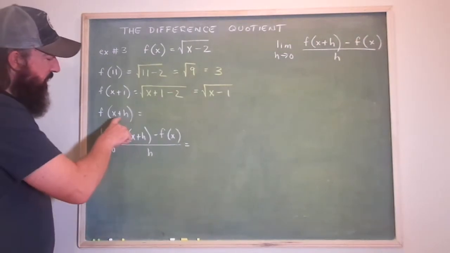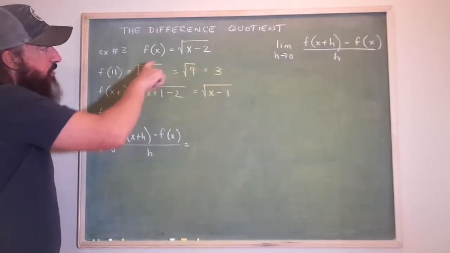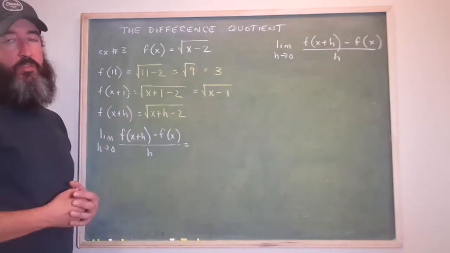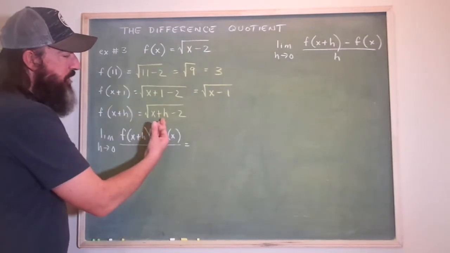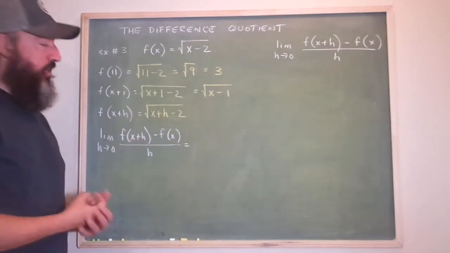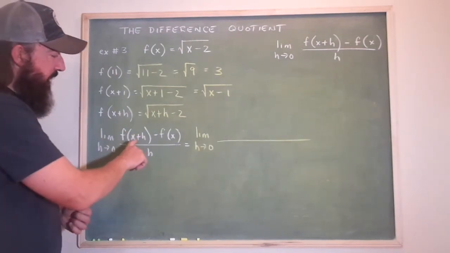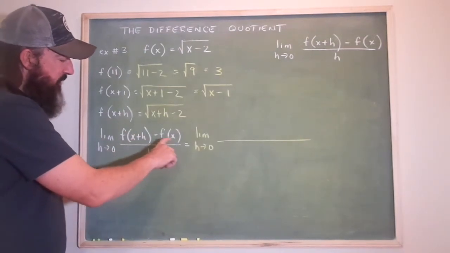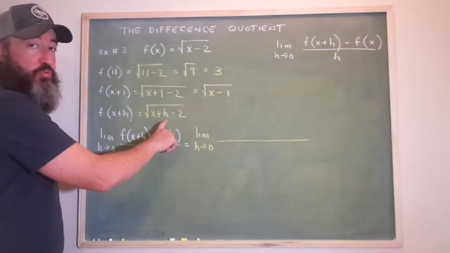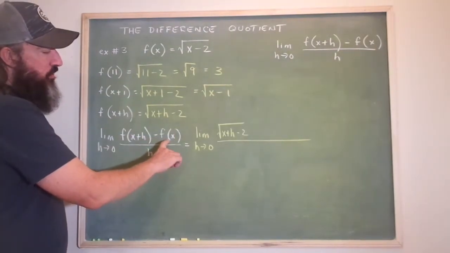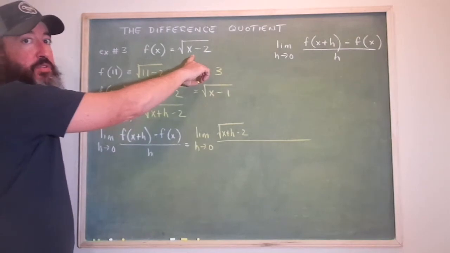To evaluate f of x plus h, we're going to simply plug x plus h in for x. There's nothing more we can do with this. There are no like terms to combine. So let's take a look at our difference quotient. It's the limit as h approaches 0 of f of x plus h minus f of x. Well, f of x plus h is right here, minus our original function, so minus f of x, and then all over h.